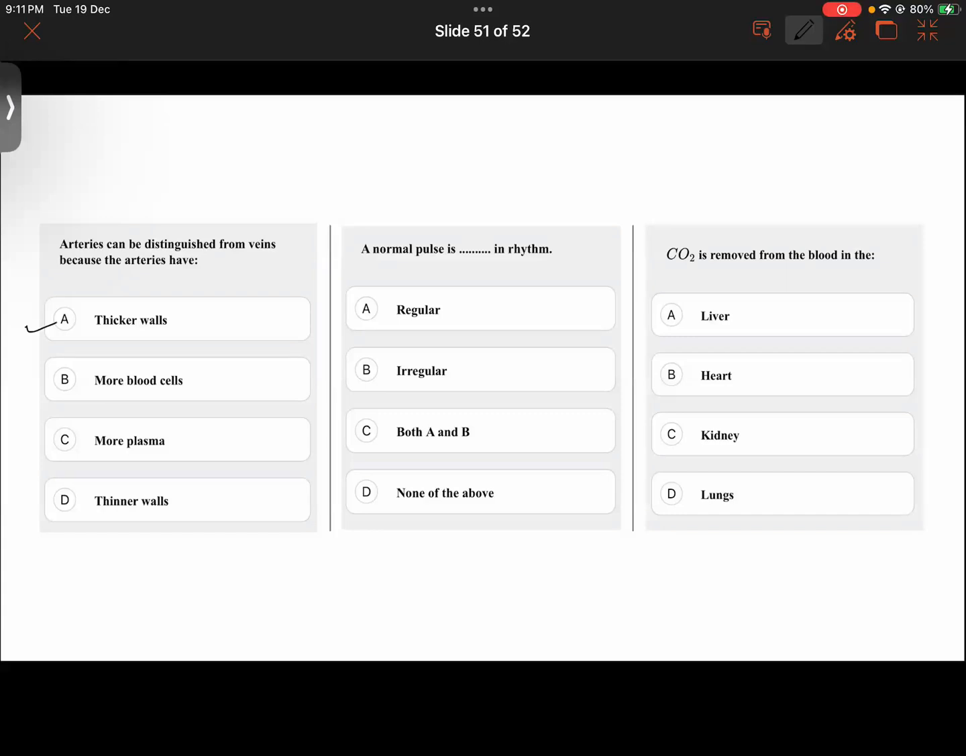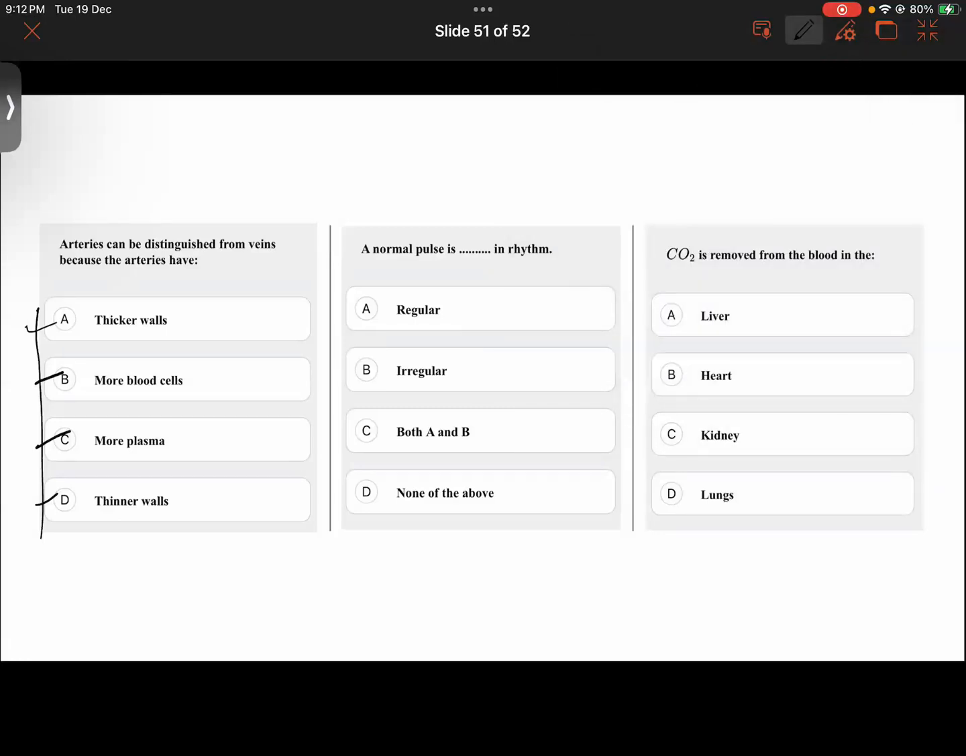Arteries can be distinguished from the veins because the arteries have what out of this? Thick walls. Okay, why is it so? Because they need to carry away the blood. Also, the blood is pumped into them with a good amount of pressure. So thereby, the walls are thicker.